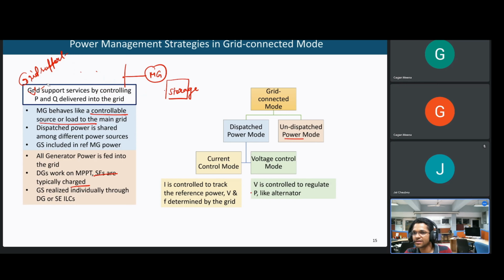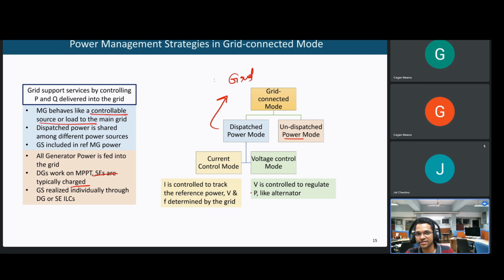So in both the cases, the microgrid can supply power to the main grid. So grid support services can be provided in both the modes by controlling P and Q. But in dispatchable mode, one extra thing is that it can also act as a load.